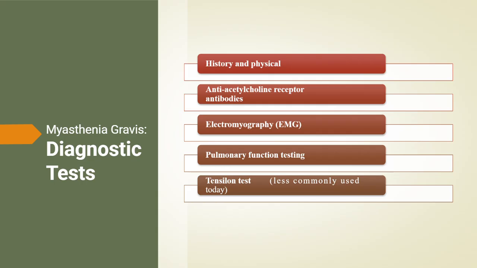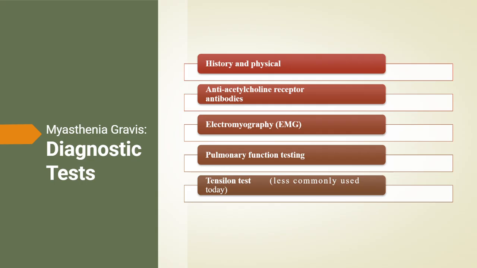Because myasthenia gravis can mimic other neuromuscular disorders, electromyography also helps rule out conditions such as muscular dystrophy or inflammatory myopathies. In some cases, pulmonary function testing is also performed to assess the patient's respiratory muscle strength. This is particularly important for predicting the risk of respiratory compromise or identifying patients at risk for myasthenic crisis.